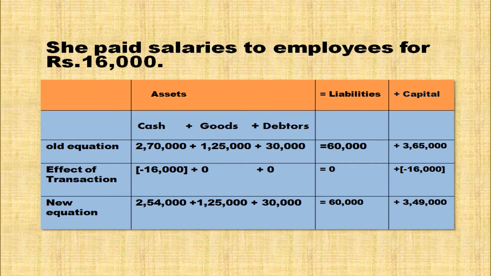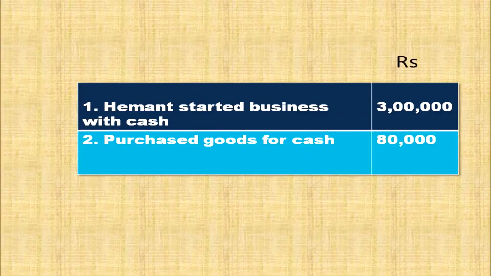3,65,000 minus 16,000. It came to 3,49,000. That is 4,09,000. 4,09,000 is the balance on both sides. So the accounting equation is satisfied. Here are some more transactions in which we can be thorough with the accounting equation.